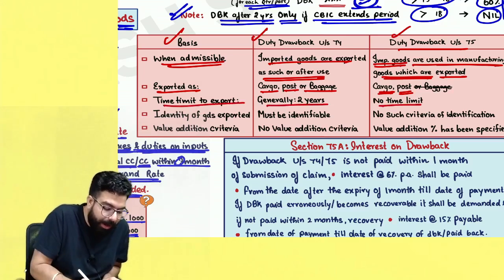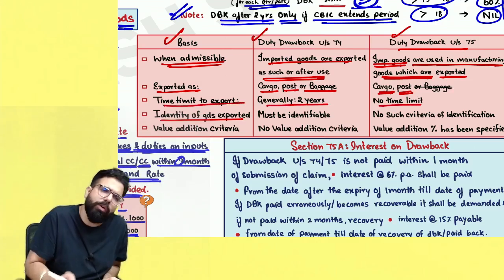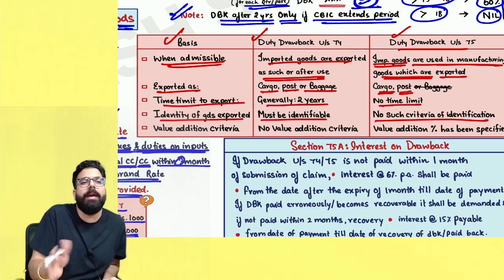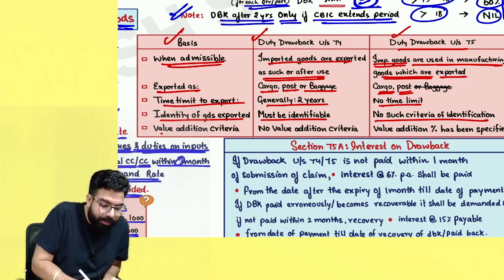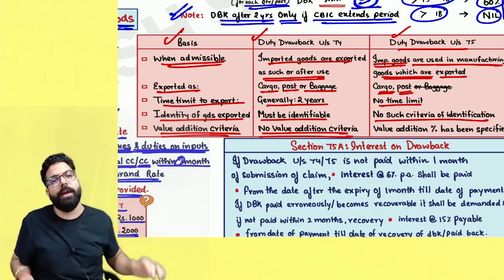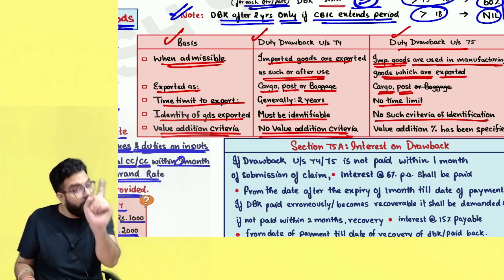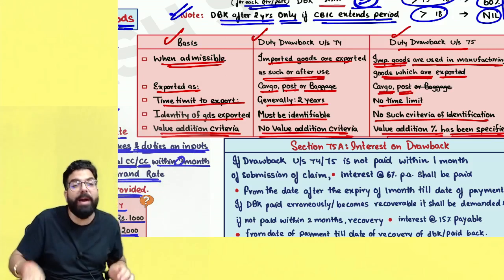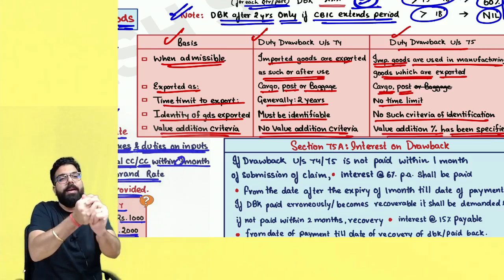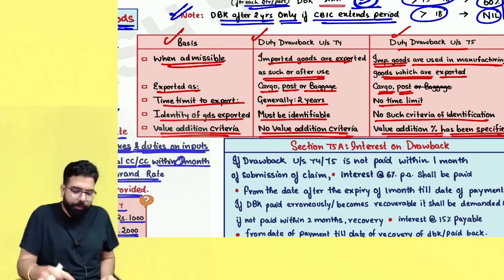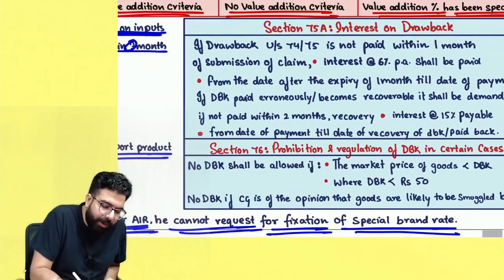Under 75, there is no time limit. Identification of the goods: under 74, identification can be done by the SC or DC, but under 75, there is no identification criteria. Under 74, there is no value addition criteria, because what you import is what you export. Under 75, you have to do value addition. Value addition criteria has been specified, and only if you exceed it, the duty drawback will be given.